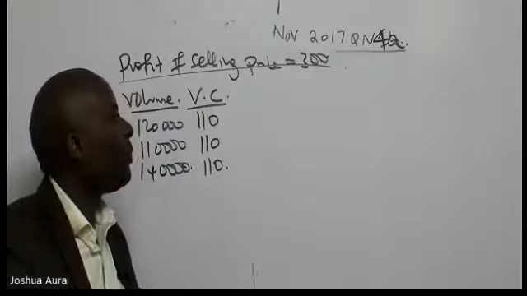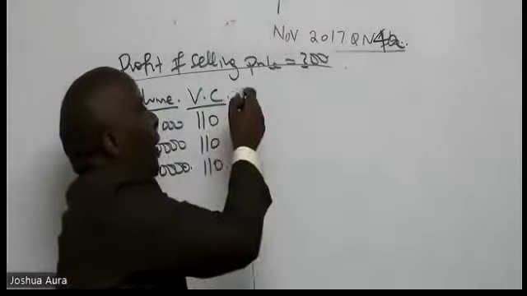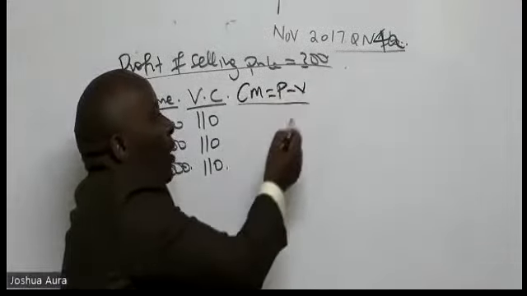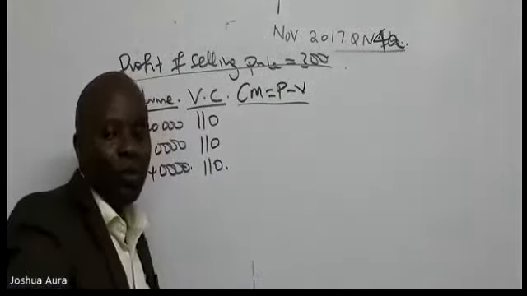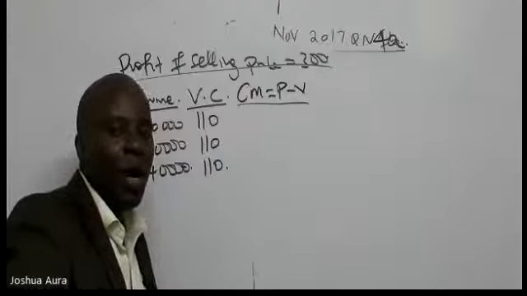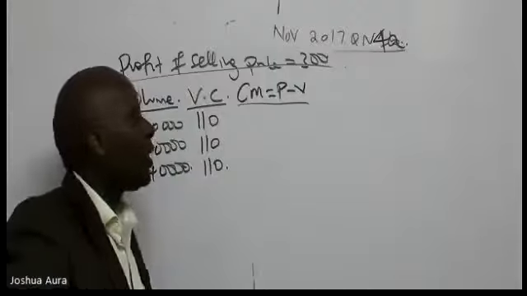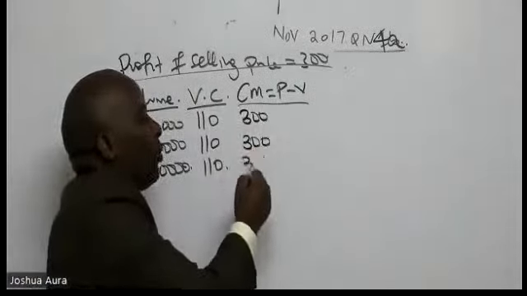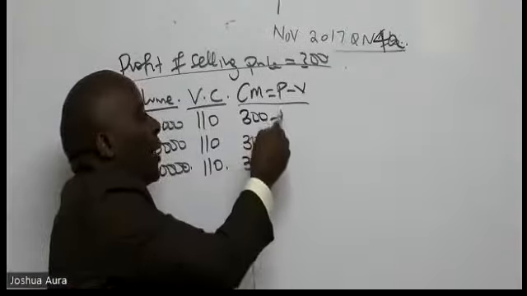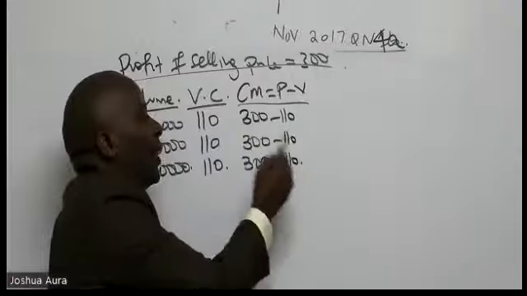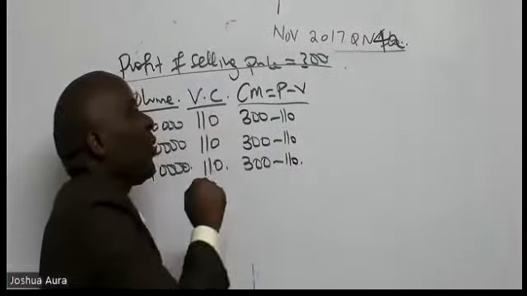So then, ladies and gentlemen, could you kindly come and create a column here for me of contribution margin? Remember, we are bright students. We know that contribution margin is selling price minus variable cost. So in this case, the selling price for this table is 300 minus the variable cost like that.